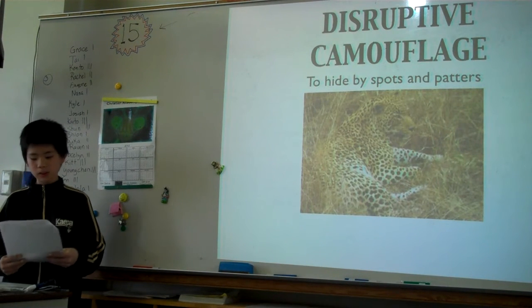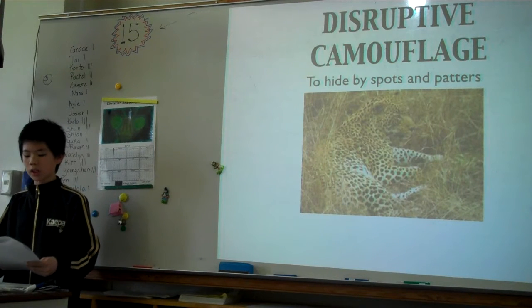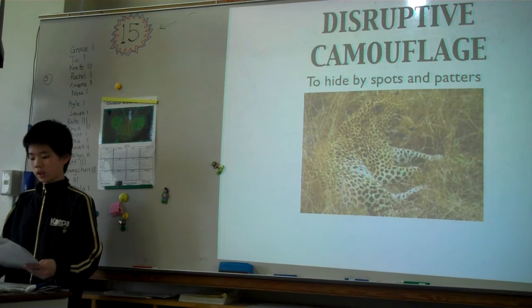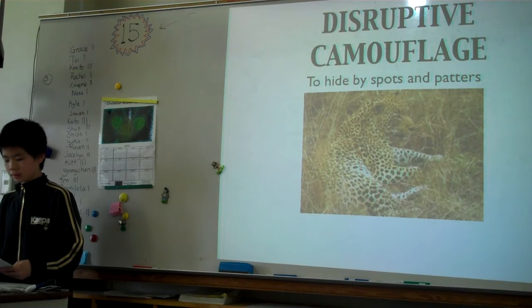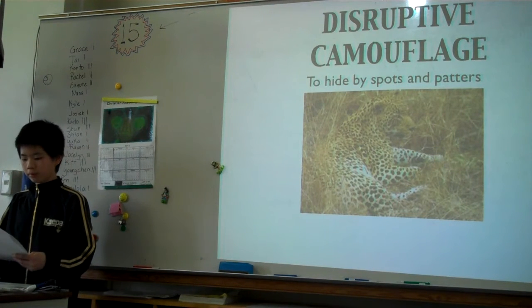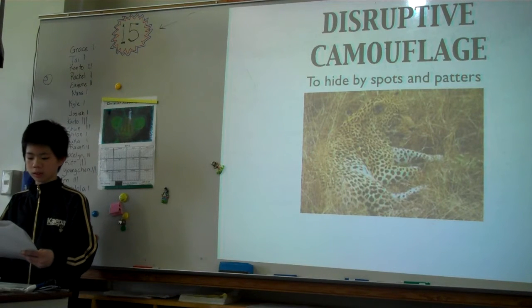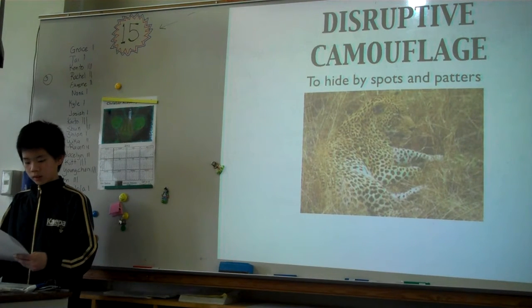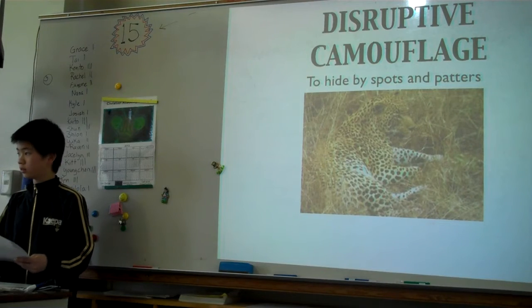Disruptive camouflage. Animals such as cheetahs, tigers, and zebras use it. I think most of you are thinking that zebras don't use camouflage, but they do. Disruptive camouflage helps them by making it hard for the predators to see it, so it can't find the weakest animal.